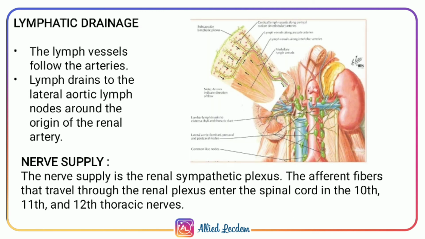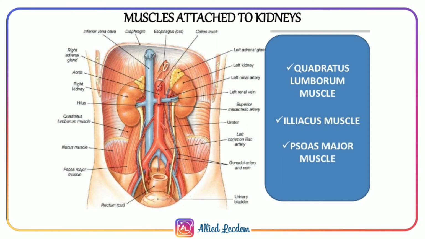Lymphatic drainage. The lymph vessels follow the arteries. Lymph drains to the lateral aortic lymph nodes around the origin of the renal artery. Nerve supply. The nerve supply is renal sympathetic plexus. Afferent fibers that travel through the renal plexus enter the spinal cord in 10th, 11th and 12th thoracic nerves. The muscles attached to the kidney are quadratus lumborum muscle, iliac muscle, psoas major muscle.